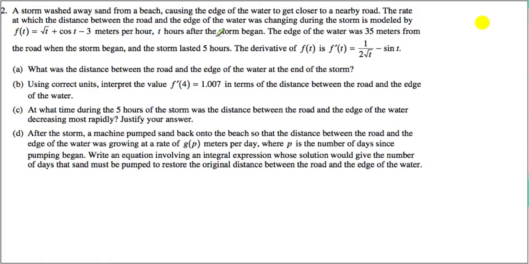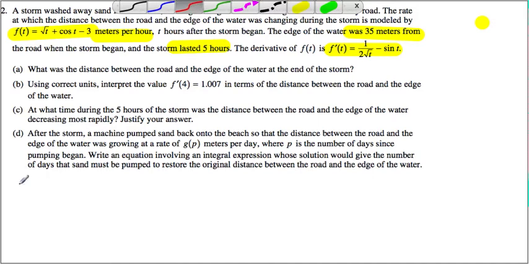A storm washed away sand from a beach. As you can see, f of t is in meters per hour, the first important fact, which tells us that f of t talks about a rate: the rate at which the distance between the road and the edge of the water is changing. The derivative of f is given, and the storm lasted for five hours, which gives the domain. The beach was 35 meters from the road in the beginning, meaning when t equals 0, this is the initial condition.